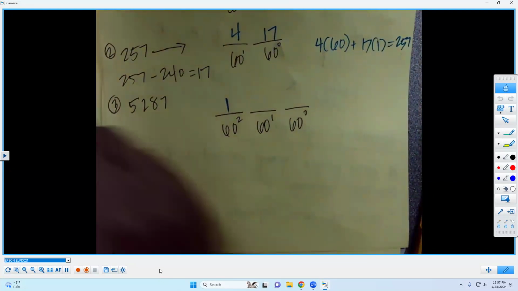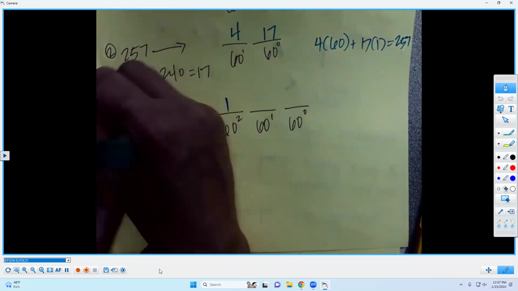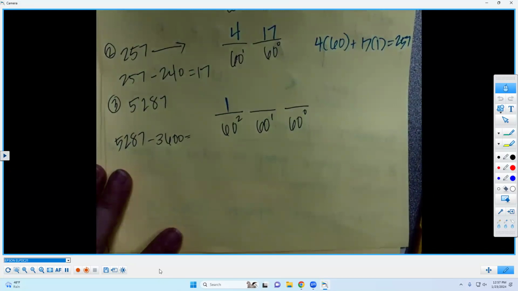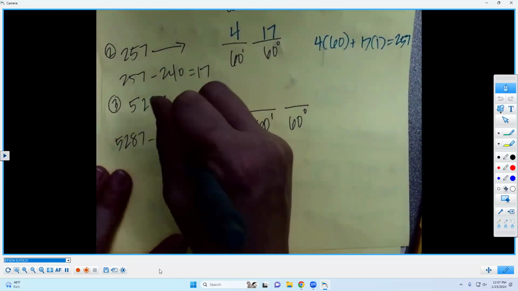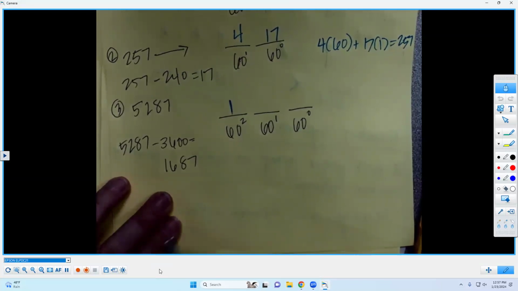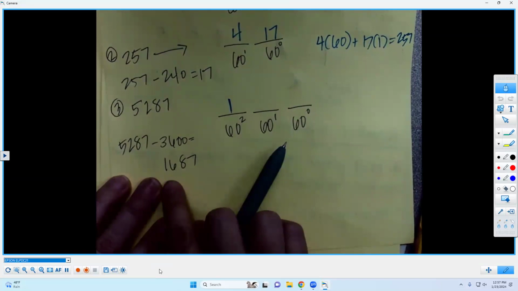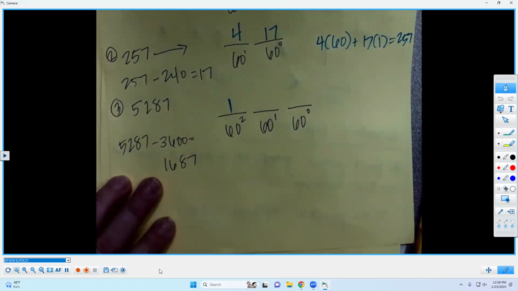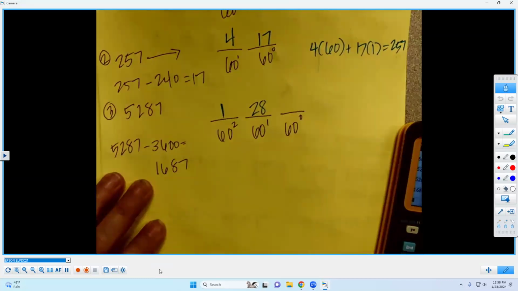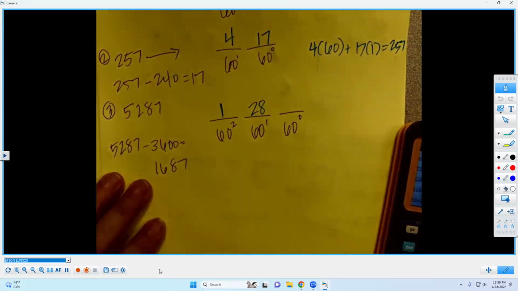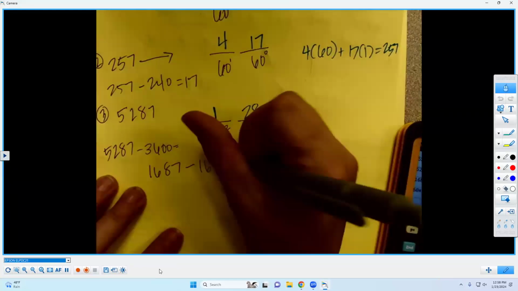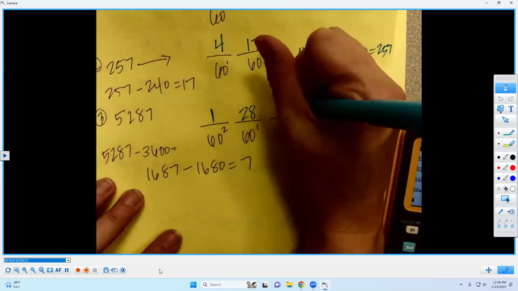And now I figure out how many leftover pieces I have. So 5287 minus 3,600 is 1687. Do you remember doing this in elementary math, math for elementary school teachers? So now I have this much left over to make this. How many 60s can I make out of that? 1687 divided by 60 is 28. So I can make 28 of those. When I make 28 of those, I used up 1,680 pieces, and so I'm left with 7 pieces left. So a 7 would go there.